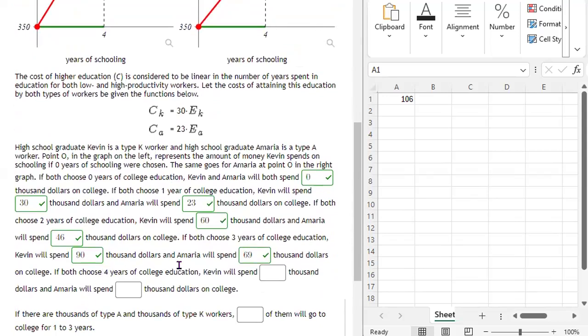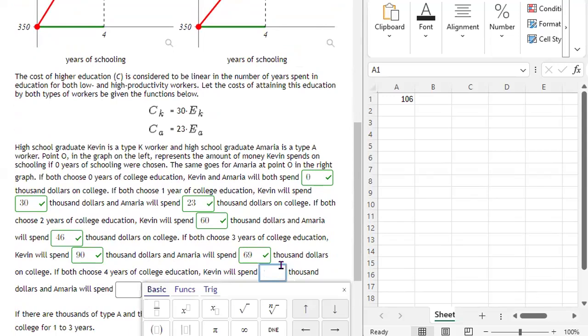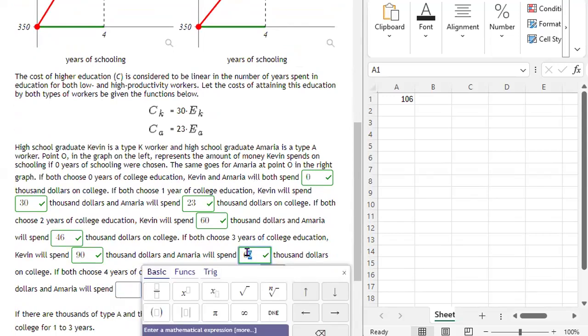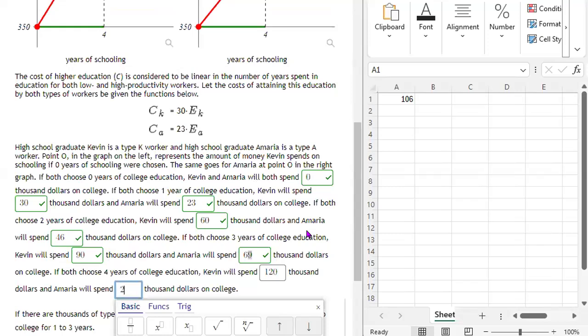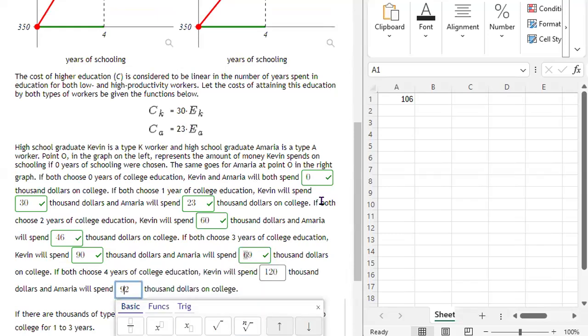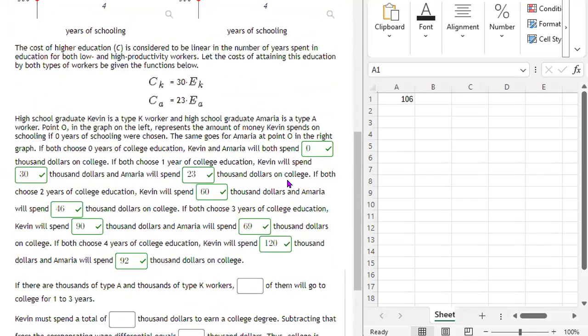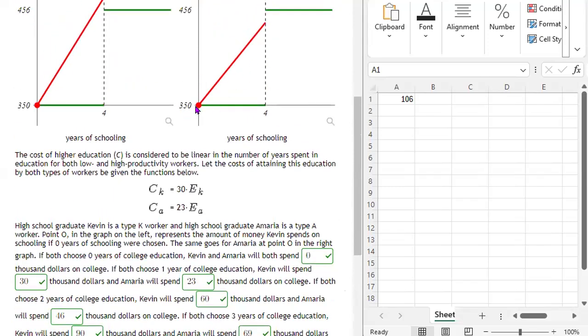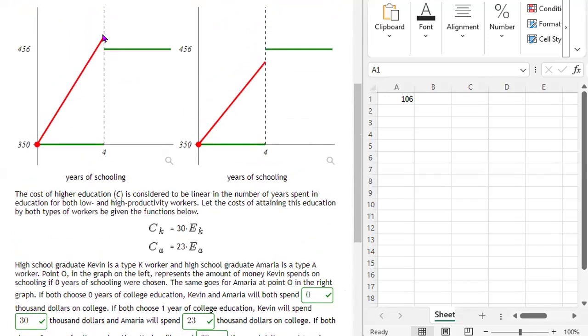If both choose 4 years of college education, Kevin will spend $120,000, right? And Amira will spend, we got to add 23 to this, right? So 3 and 9 is 2. Carry the 1. 2 and 6 is 8. Plus the carried 1 is 9. So $92,000, right? Okay. So from this red dot to here is $92,000. From this red dot to here, that height difference is $120,000, right?